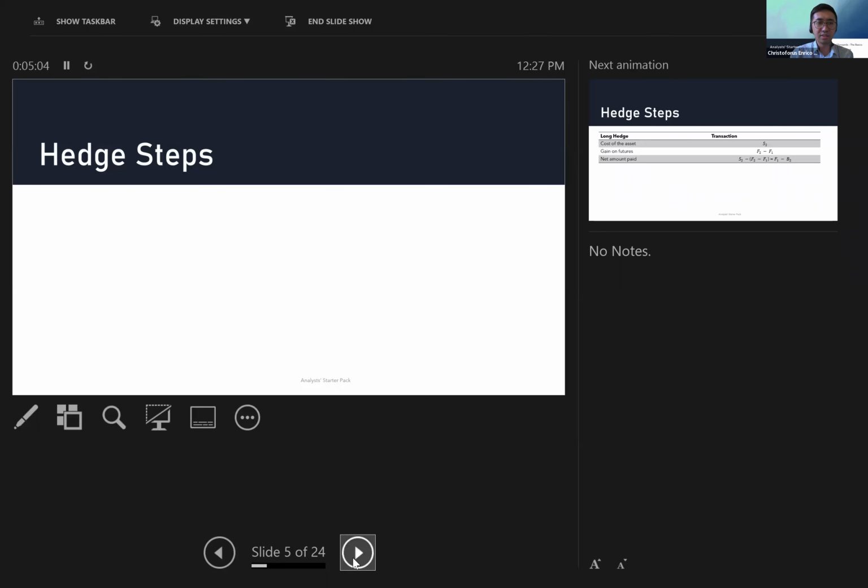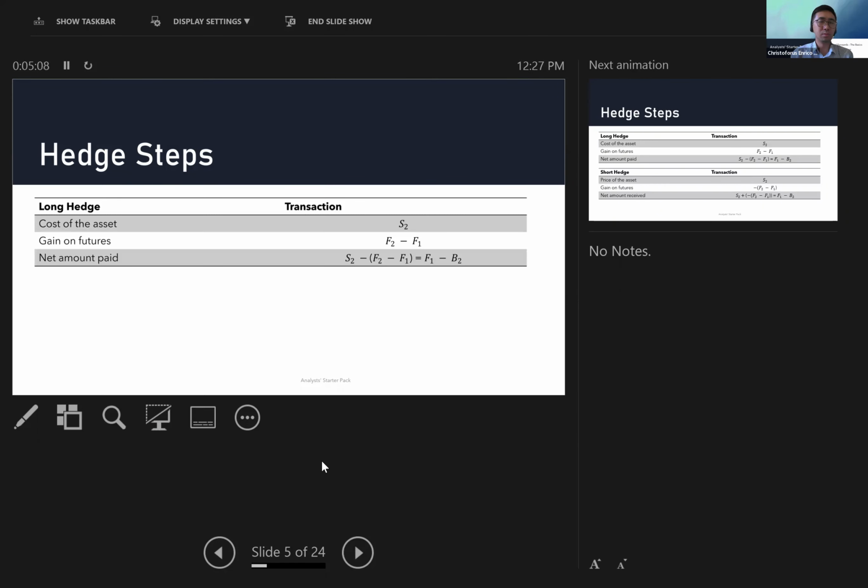So these are the steps for a long hedge. You want to pay something in the future, so you want to purchase an asset. The cost of the asset itself is the spot price at time 2, S2. And your gain on your futures is the futures price at time 2 minus the futures price at time 1. So the net amount of money that you need to pay is basically the futures price at time 1 minus the basis. Basis is actually the difference between the spot and the futures.